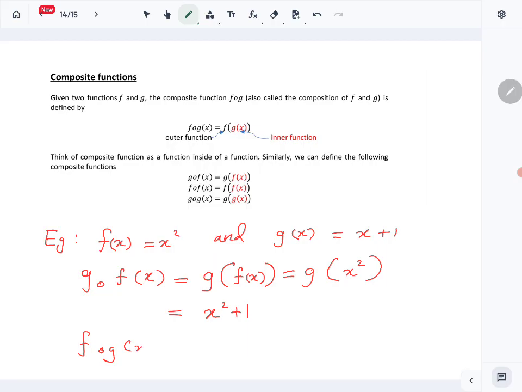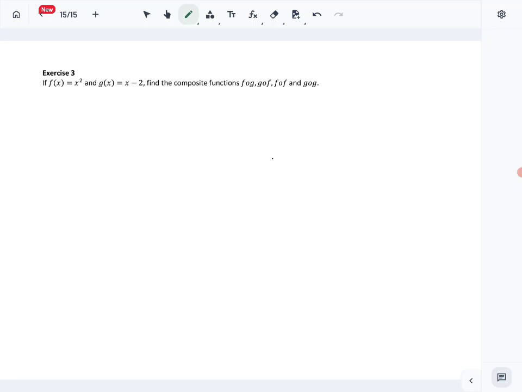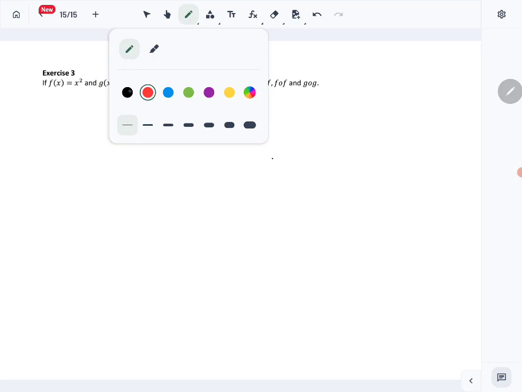Similarly, you can do f circle g. So here, what is the inner function? g of x. Outer is f. So g is inside of f. So what is g? x plus 1. So we are trying to find f of x plus 1. So wherever you see x in function f, substitute x plus 1. So what is the function? x plus 1 squared. So this is how you get composite functions. Just think of it as a function inside of a function. Identify the inner function. Then write out the expression and simplify. That's all, right? So we'll do an example for that and finish this section.